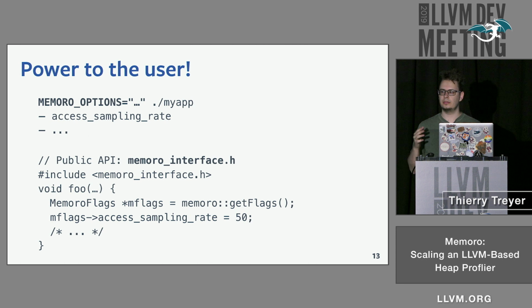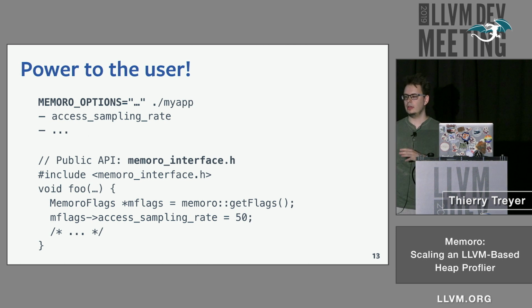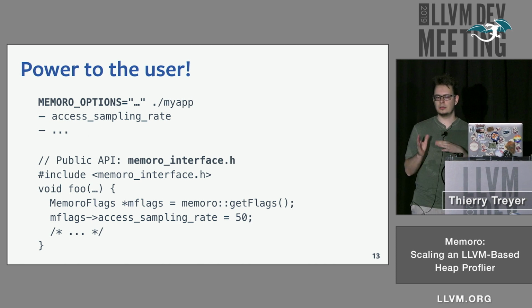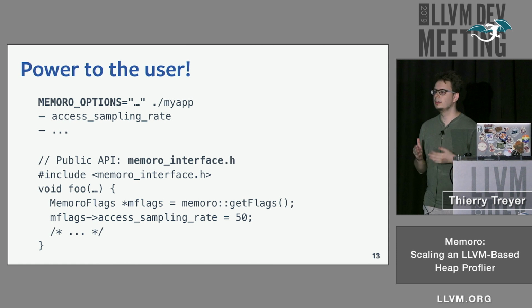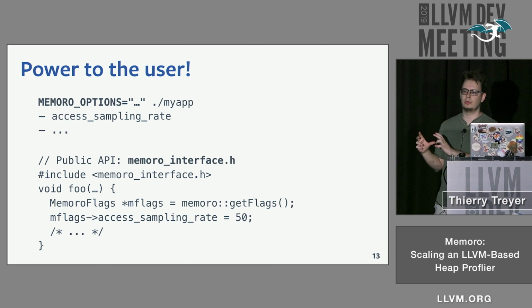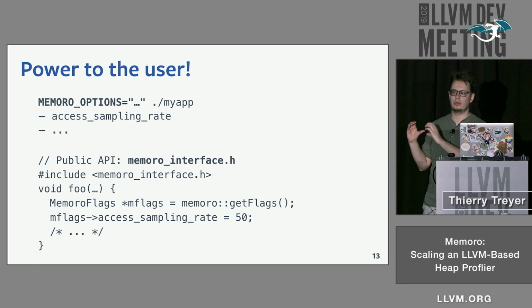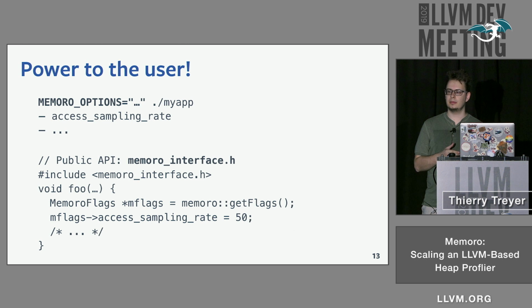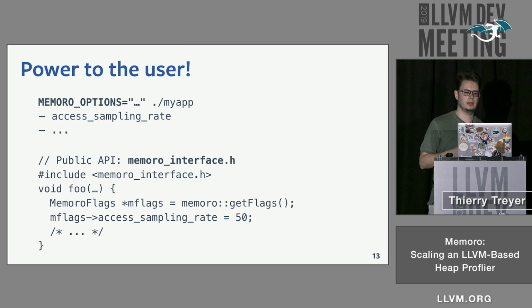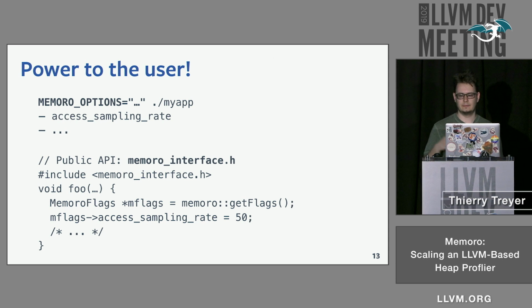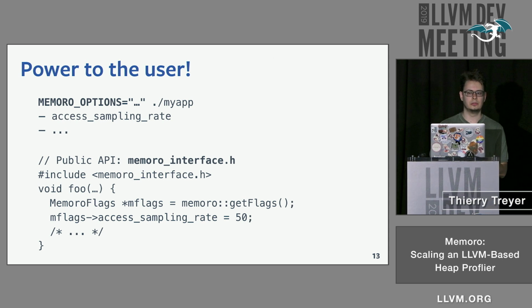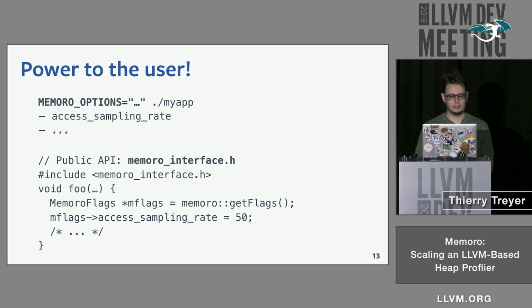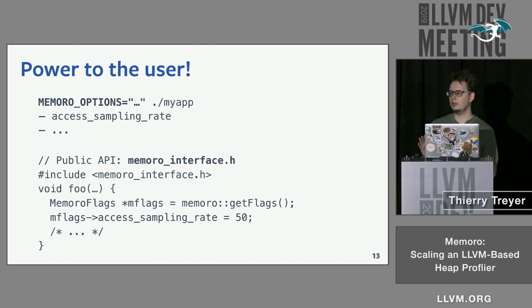So that way, if you have, for instance, a warm-up phase in your application, and you're not really interested in what the warm-up phase does, you really want to know what is happening in your program during the core of its work. So what you can do is simply disable Memoro at the startup, and once you reach the code you're really interested in, you can use the public API to turn it on and start collecting the data that are meaningful to you.